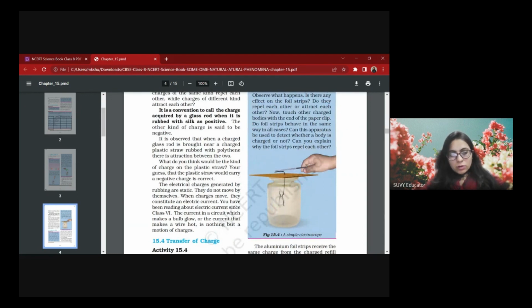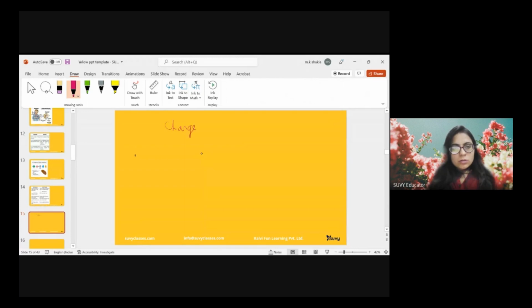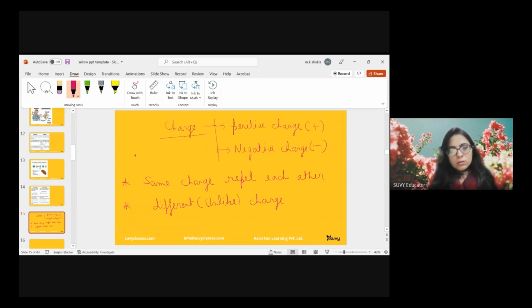Charges can be of two types, positive and negative. The same charges repel each other, and different charges, unlike charges, attract each other.